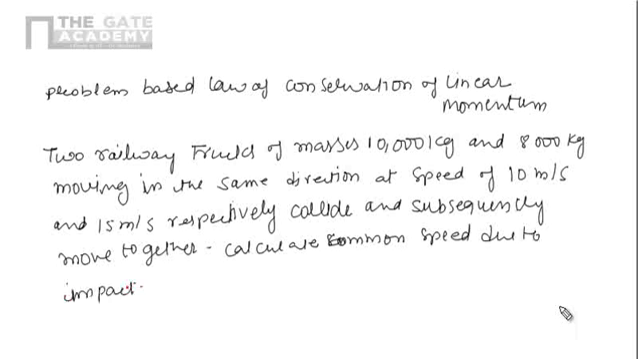So I'm again repeating the problem. Two railway trucks of masses 10,000 kg and 8,000 kg moving in the same direction with speeds 10 meter per second and 15 meter per second respectively collide and subsequently move together. We have to find out the common speed due to the impact. So now let's solve this problem. This problem is based on the law of conservation of linear momentum.